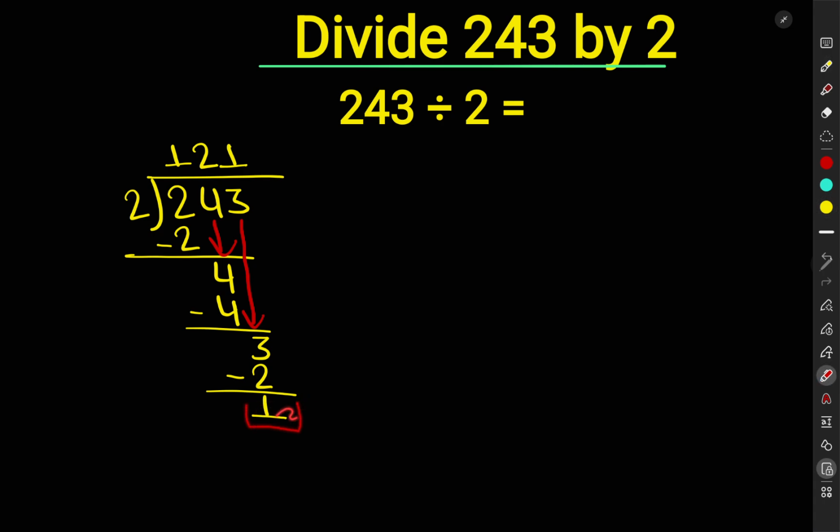So now this 1 is less than 2 and there is no other number beside. So we put a decimal so that we take 0. So now it became 10 and 2 times 5 means 10. On subtracting we get 0. So 243 divided by 2 is 121 decimal 5.